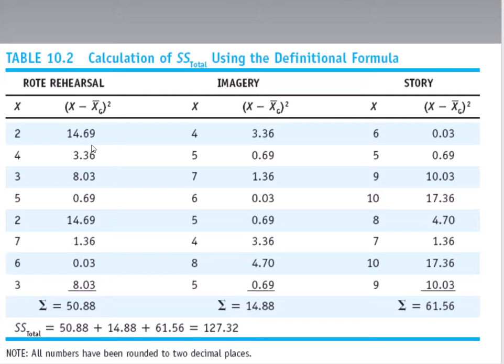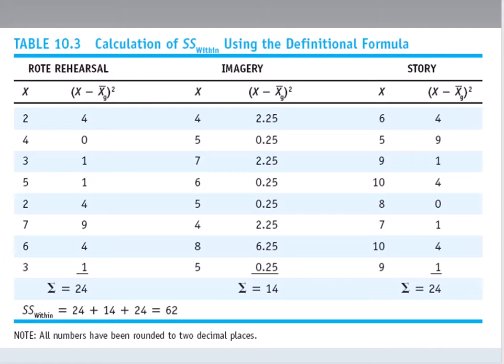We do that for all of them. Now notice here, when we go across, it stays the same. So 4 over here still will give you that same value over here. We go through and we do this for each and every one. When we add up the columns as such, and then we add those up, that's going to give us our sums of squares. So the first column is going to be 50.88 plus 14.88 plus 61.56, which will give us 127.32.